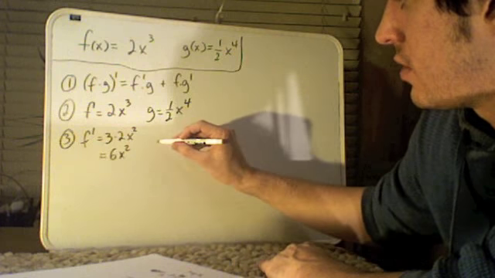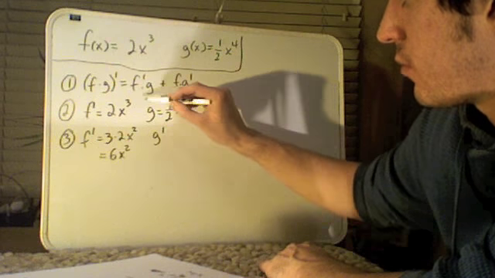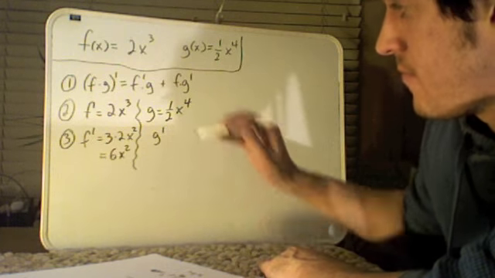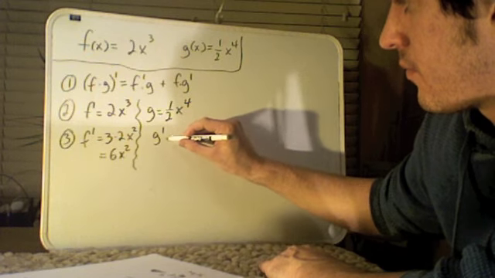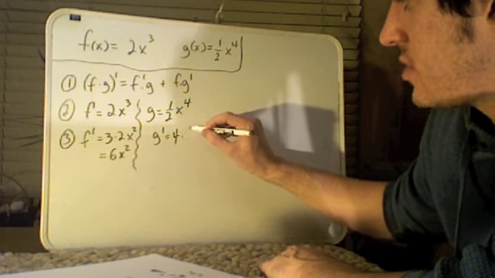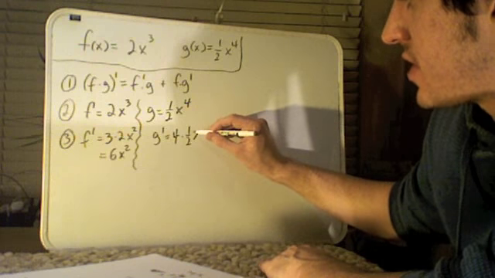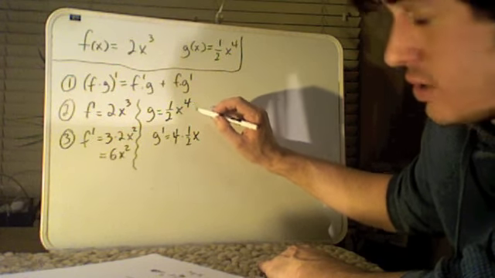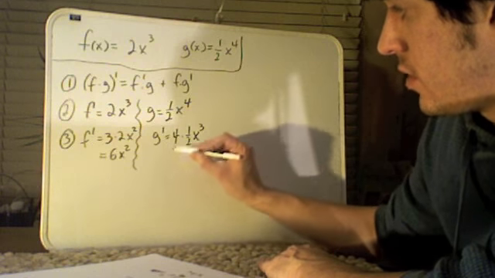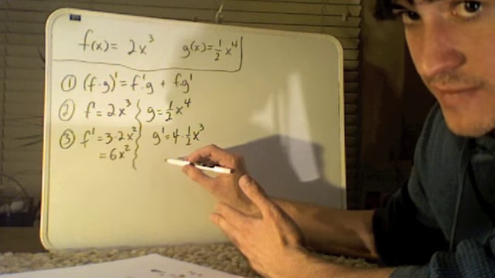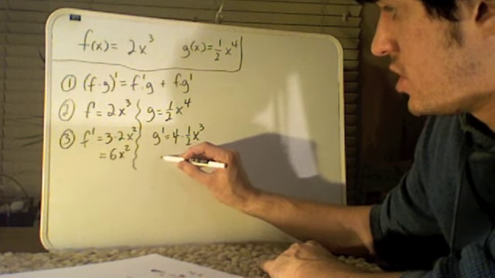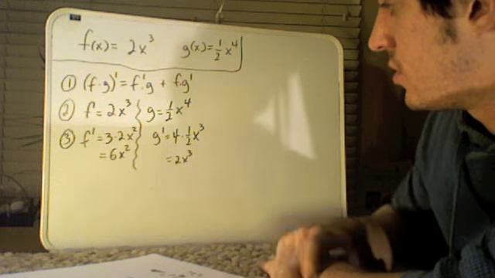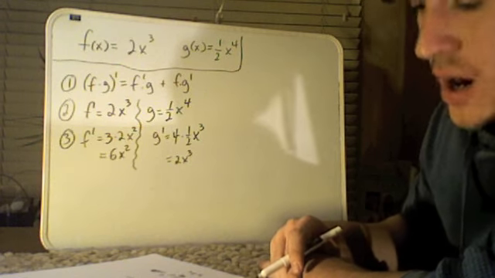G prime, I'm going to put a squiggly line down here just to separate these so they don't get confused. G prime, same thing. Bring the 4 down. 4 times 1/2 times x. Now you take your exponent and subtract 1 from it. 4 minus 1 is 3, x cubed. So if we simplify this, 4 times 1/2, it's 4 divided by 2, it's 2. So g prime is equal to 2x cubed. Very good.